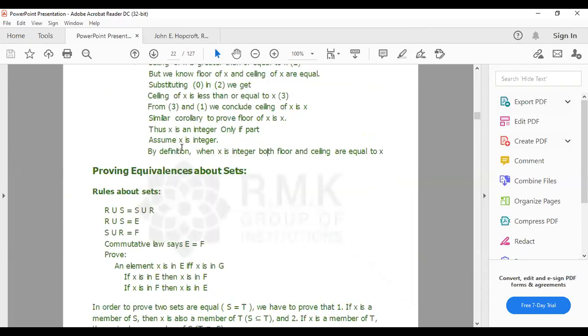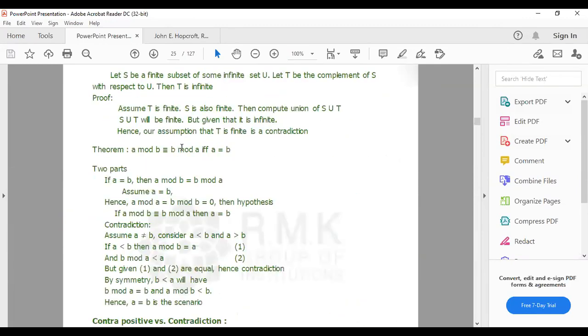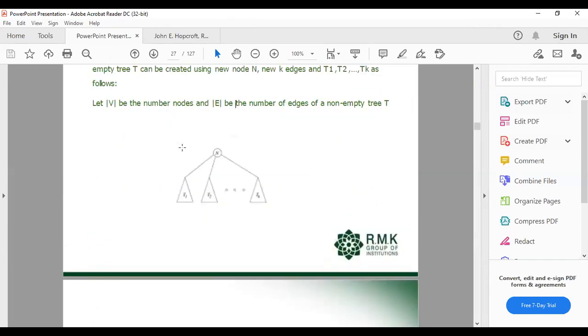And proving equivalence. What are the techniques we have to prove? Proving about sets, and what else? Proving by contradiction, that is the contrapositive and contradiction. The third one is proving by counter example. These are the techniques we have to prove a particular theorem or concept. You have seen this. Then mathematical induction.